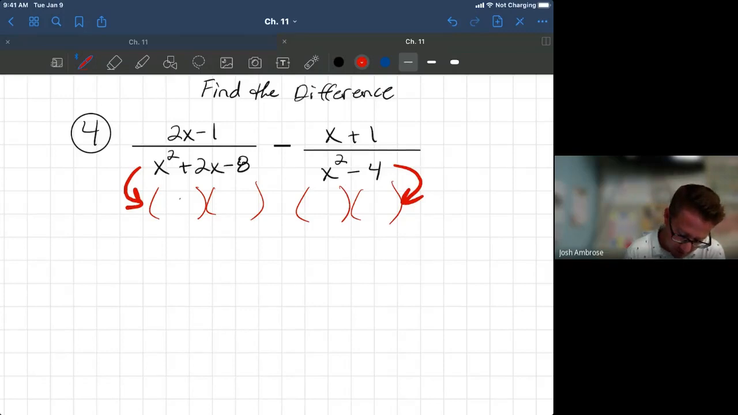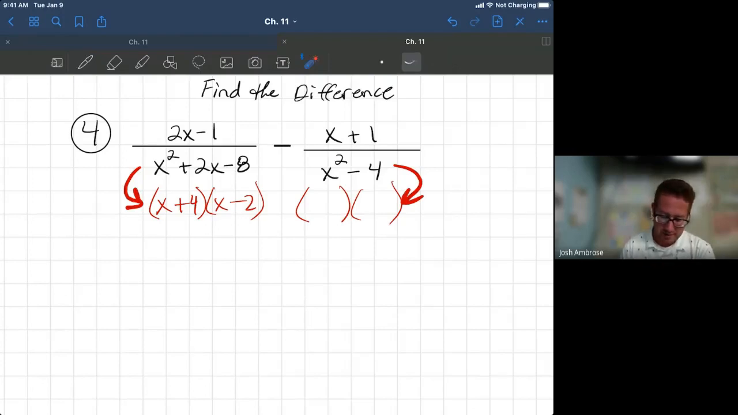Plus minus goes plus minus. X squared, both are x. Factors of 8 that can create a 2, 4 and 2. And we want that 2 to be positive. So a positive 4 and a negative 2.